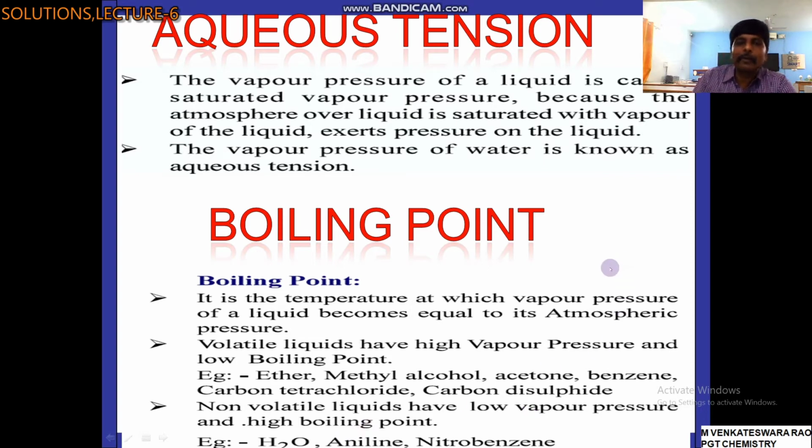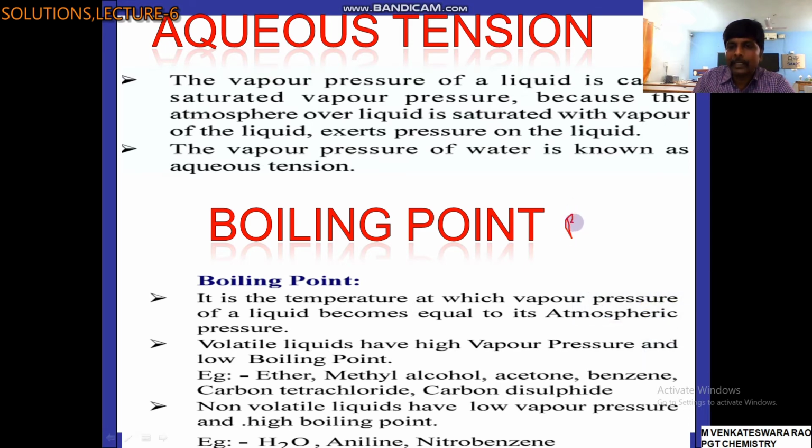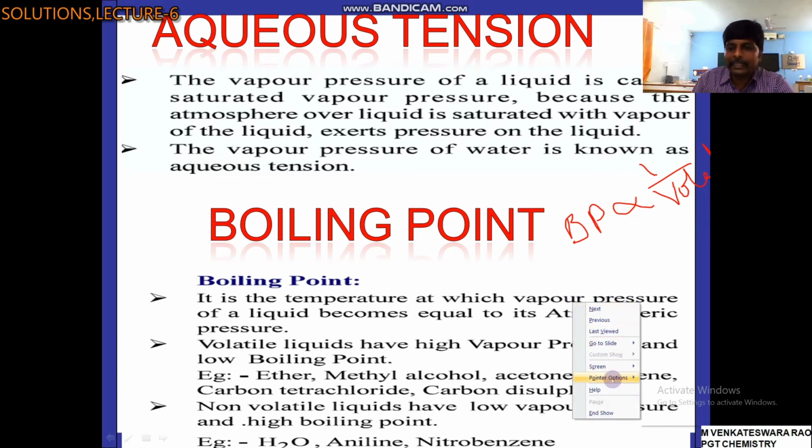You have to remember one point: boiling point is inversely proportional to volatility. This point is important. You note it down. Boiling point is inversely proportional to volatility. That means more volatile means less boiling point. More boiling point means less volatile.